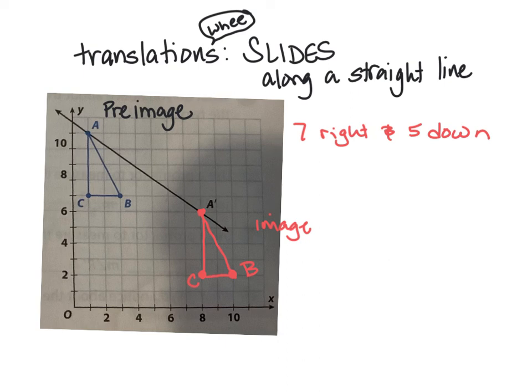Same look to it, right? It's just slid down along a straight line. And it's because I moved each point the same amount. So it maintained the shape and the size. It just slid down a straight line. And so that is a translation.